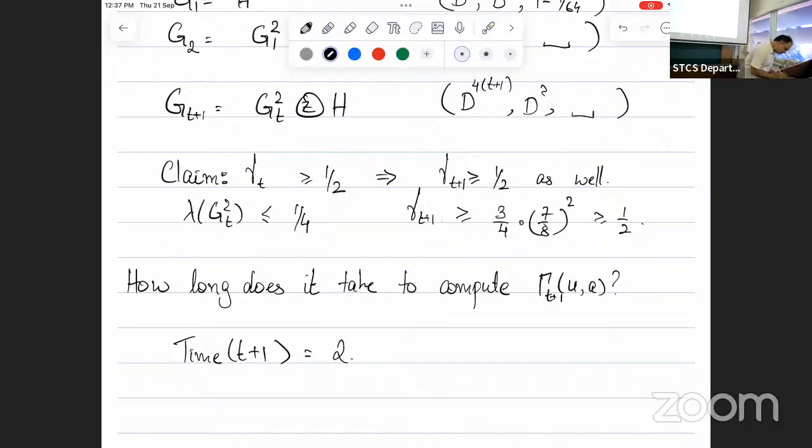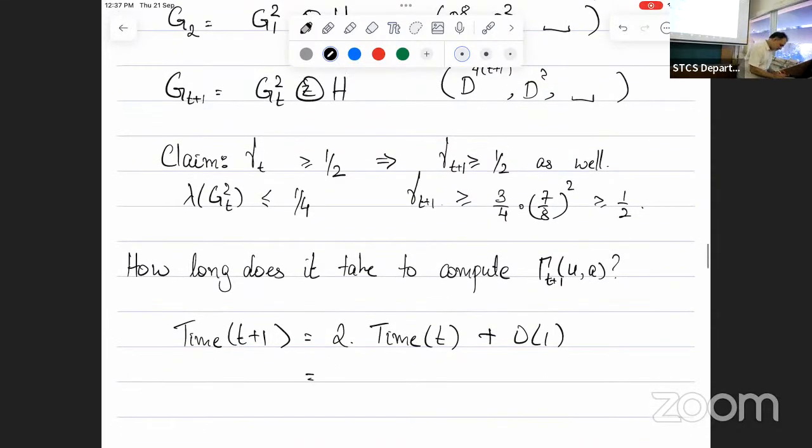But the important thing seems to be that this is twice the time it takes in the G_t graph plus some order 1. And this is going to basically become 2 to the order t. Okay, now let's compare this with the number of vertices. How many vertices does the graph G_t plus 1 have? It is roughly d to the t, which is the same thing as d to the order t, which is basically poly in n.